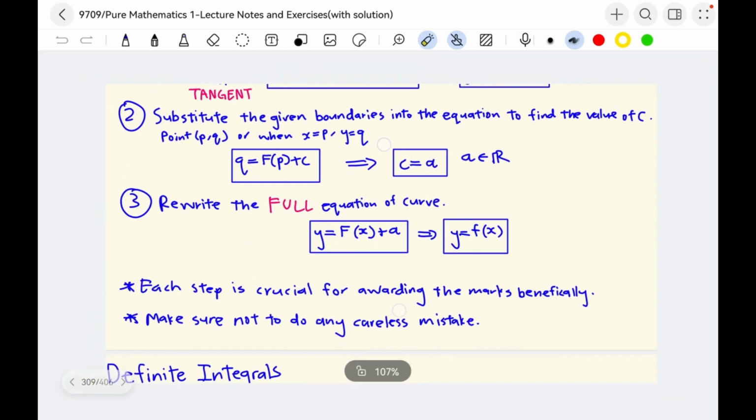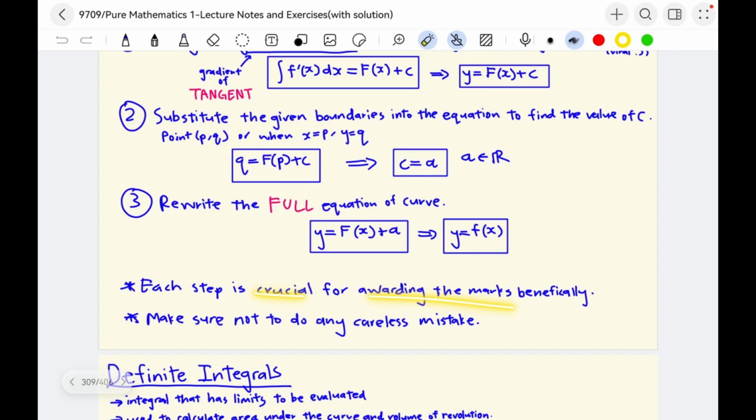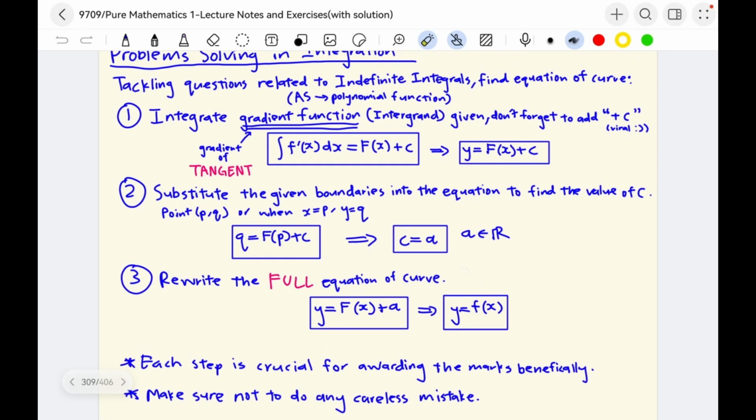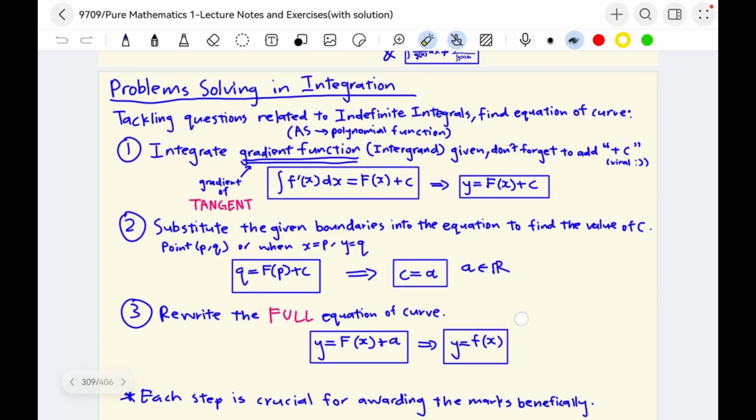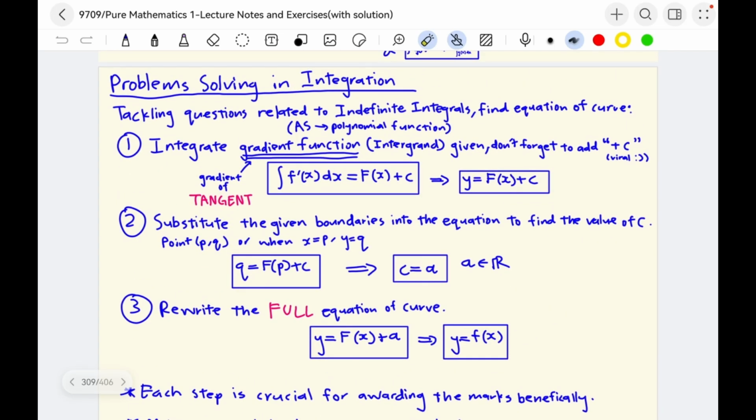So yeah, each step is crucial for awarding the marks, for your own sake. Make sure not to make any careless mistakes. For sure. So in summary: integrate, substitute, rewrite. That's all. This is to teach you how to deal with indefinite integrals. Alright?